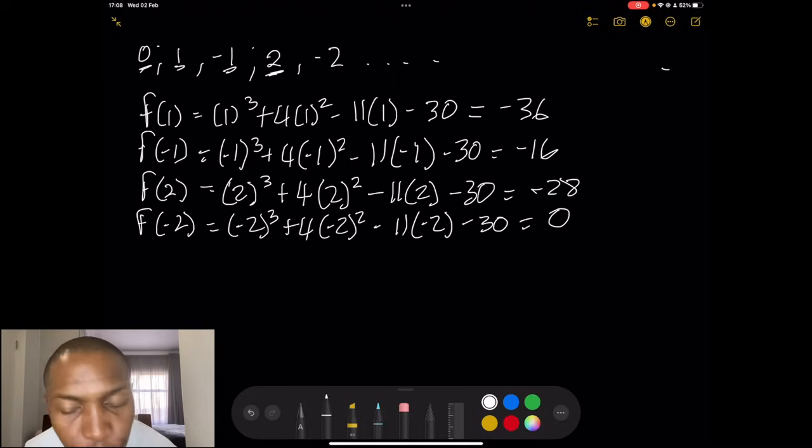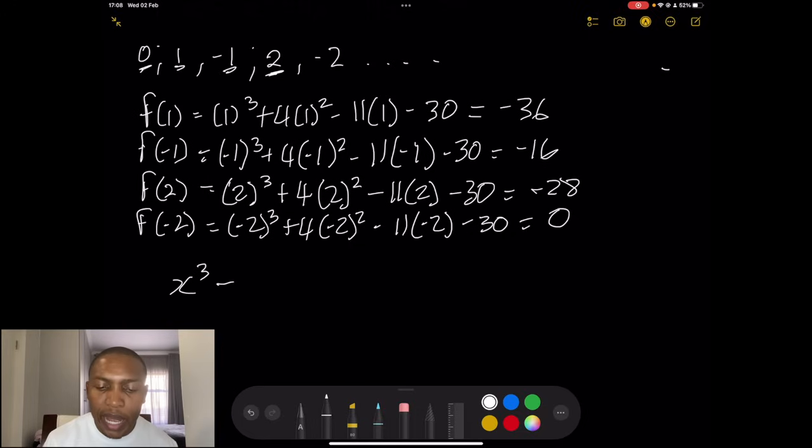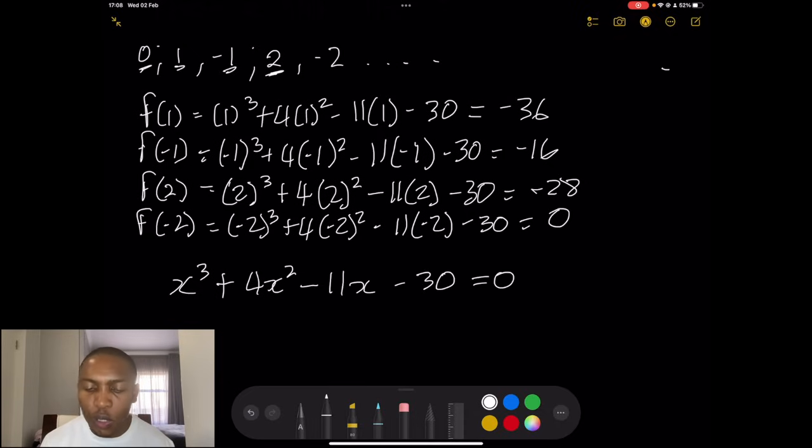Now, please, I want you to listen carefully. The moment you find one of the numbers to be a factor, what that simply means, remember, which number did we substitute? We substituted minus 2. So it means that x cubed plus 4x squared minus 11x minus 30 is equal to 0.